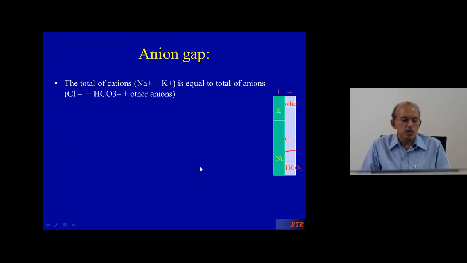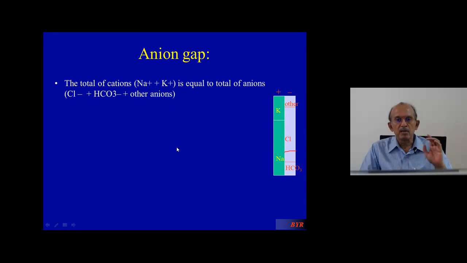There will be metabolic acidosis. Similarly, for example, if the patient is having diabetic ketosis, that means ketone bodies, they are all anions. So normally the ketones are not there. Even if they are there, they are only in a very small quantity.